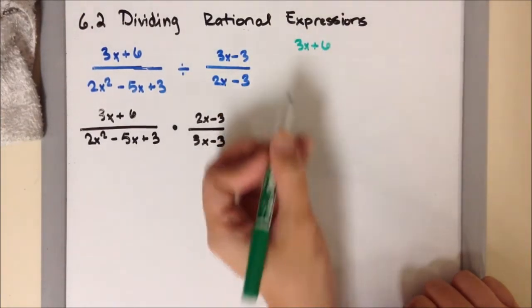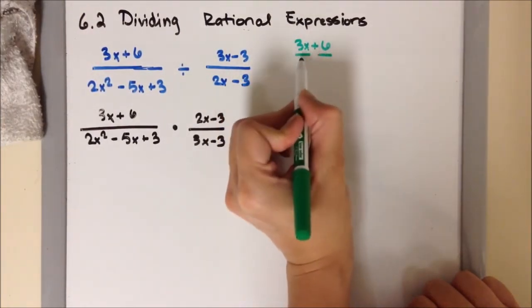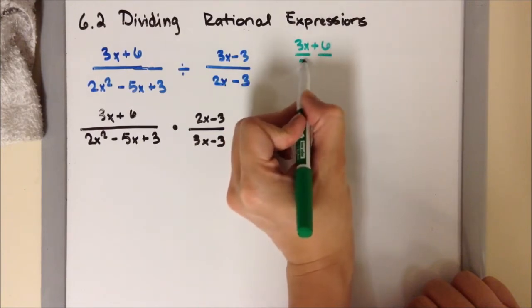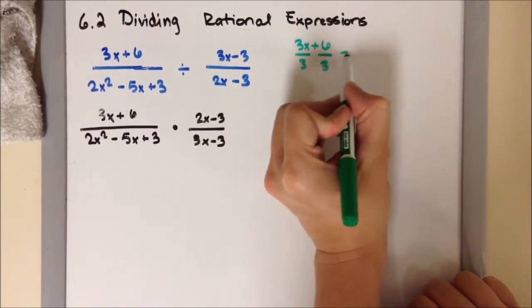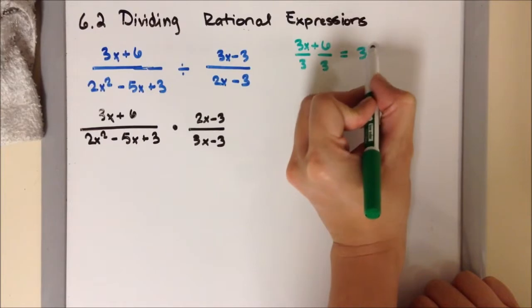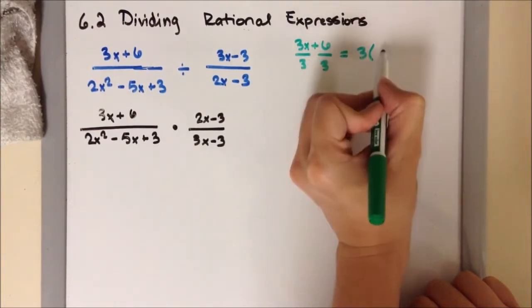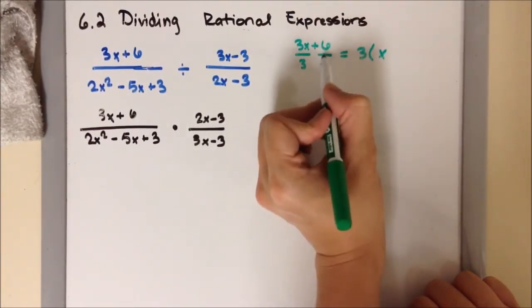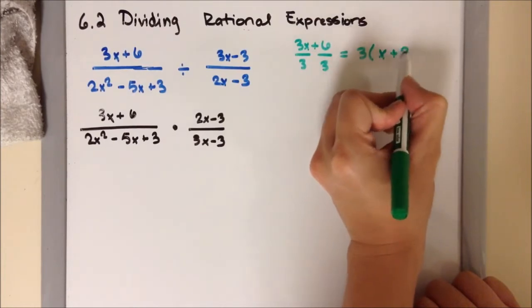You can factor this by GCF. Both terms are divisible by 3. So my GCF will be on the outside of the parenthesis. 3x divided by 3 will be x. Positive 6 divided by 3 will be plus 2.